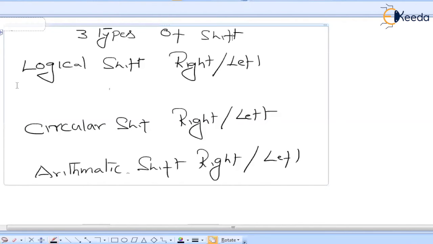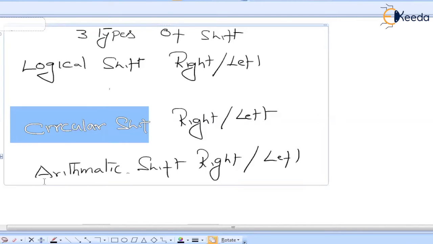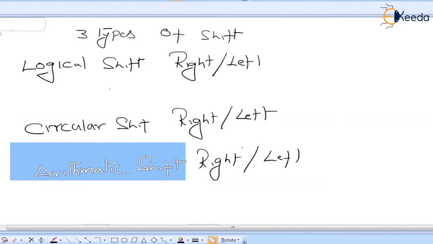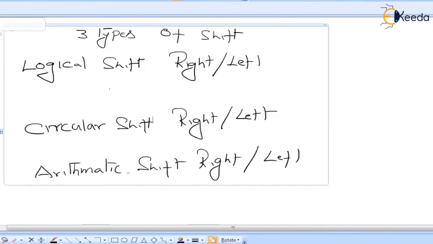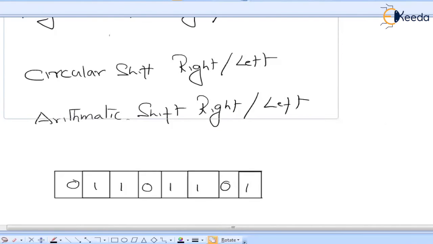The first one is called a logical shift. The second one is called a circular shift. The third one is called an arithmetic shift. Try to understand the difference between these shift operations. Any shift operation can be performed in two ways. One is right, one is left. That is logical shift right, logical shift left, circular shift right, circular shift left, arithmetic shift right, arithmetic shift left. Let us see how this shift is going to be performed.